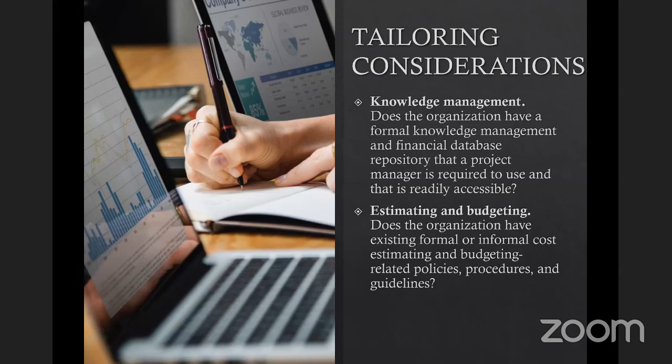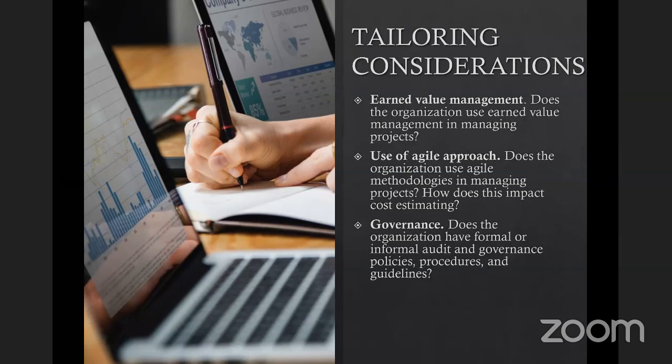The third will be earned value management, which I mentioned earlier. Does the organization use earned value management in managing projects? The fourth is the use of agile approach. Does the organization use agile methodologies in managing projects? And how does this impact cost estimating? And the fifth is governance. Does the organization have formal or informal audit and governance policies, procedures, and guidelines? These are all things to consider when looking at project cost management.